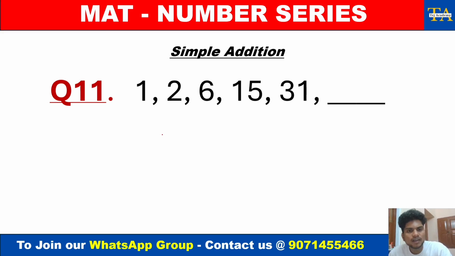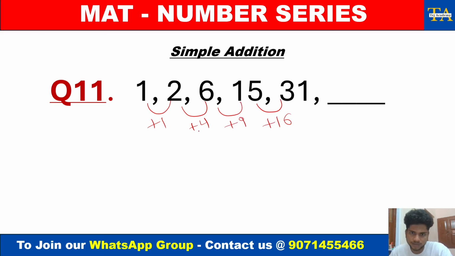So if you observe the 11th question, the series is 1, 2, 6, 15 and 31. So if you see here, 1 plus 1 is 2 and 2 plus 4 is 6 and 6 plus 9 is 15 and 15 plus 16 is 31. So if you observe these numbers 1, 4, 9, 16, these are square numbers.